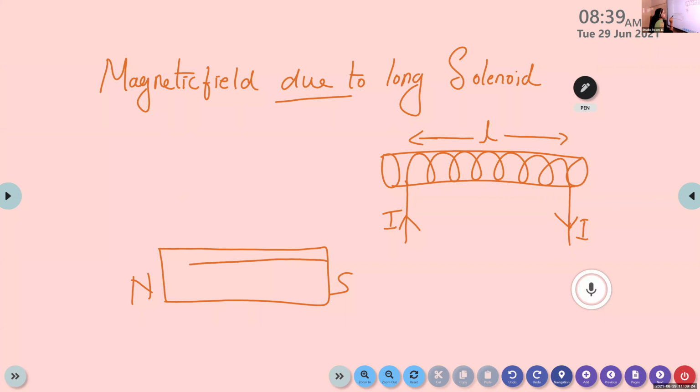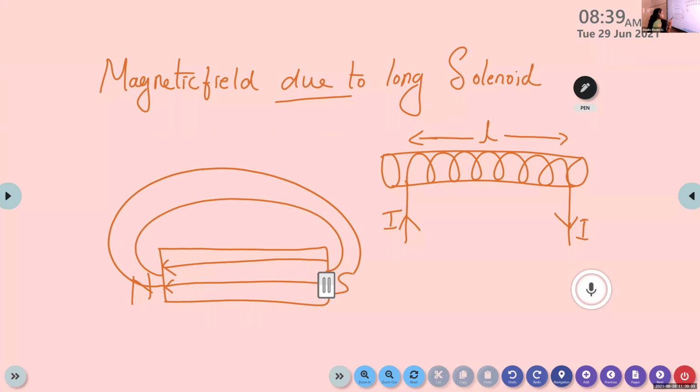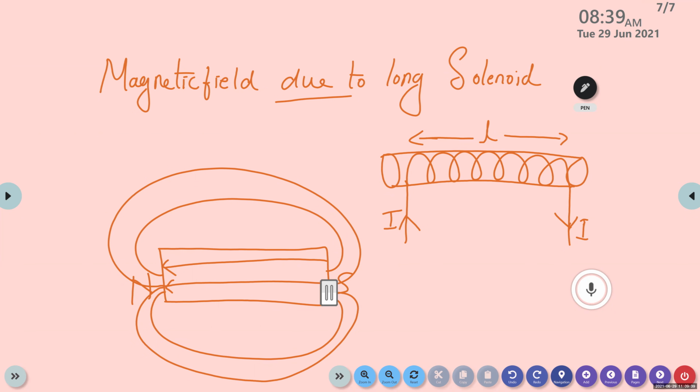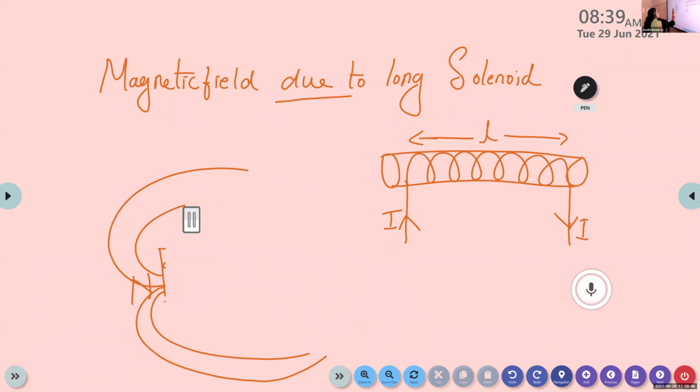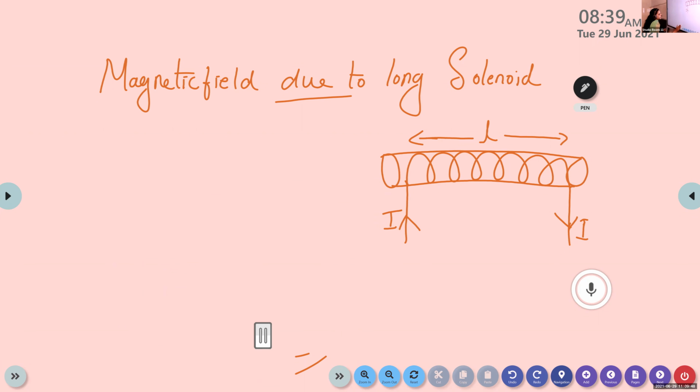And the magnetic field produced by the bar magnet is just like this. Inside the bar magnet, it is pointing from south to north, and outside the magnet, it is pointing from north to south. So this is the magnetic field produced by the bar magnet. So the magnetic field produced by the solenoid is exactly similar to that of a bar magnet. So depending upon the direction of the current flowing through this solenoid, we can identify the polarity possessed by the solenoid.